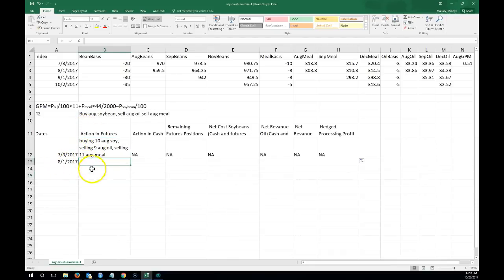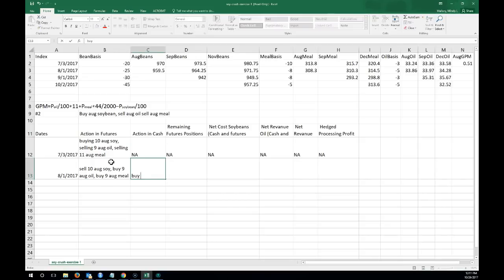Now, when August comes around, it's going to be time to lift our hedge and actually do something in the cash market. Remember, we've only got 1 month worth of activity here, so we're going to do the opposite of all these trades, and we won't have any remaining futures positions. I was originally going to make this problem much harder, but I decided to go a little bit easy on us. Alright, so this is going to be sell 10 August soy, buy 9 August oil, and buy 11 August meal.